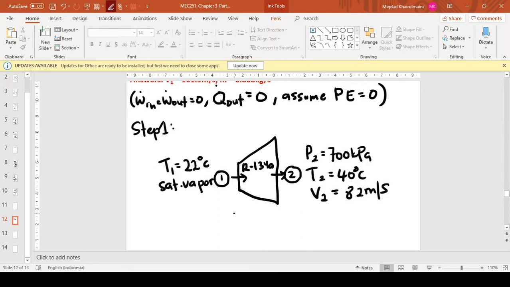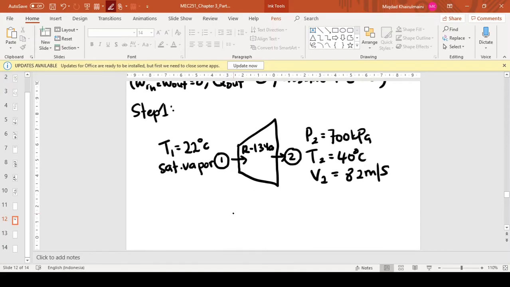Another thing we can label, don't forget to label the Q in, because it is gaining heat, so Q in here is 5 kilojoules per second. Kilojoule per second is another unit for kilowatt. So we can write it like that.